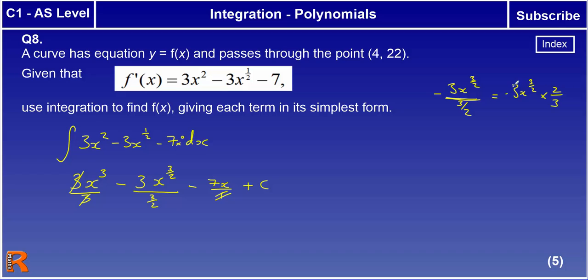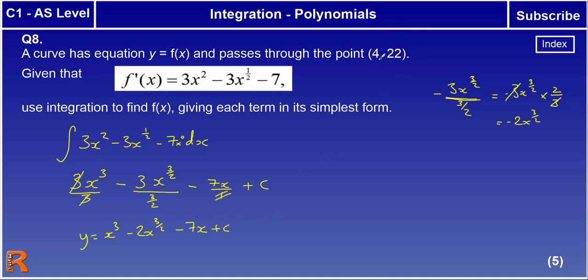When we multiply by 2/3, we times the top by 2, so we've got 3 times 2, which is 6. Then we're dividing it by the bottom, which is 3, so we get minus 6 divided by 3, which is just 2. So in effect, these 3's cancel because one's on the top and one's on the bottom. And we have that as a much neater expression. So we've got y equals x cubed minus 2x to the 3 upon 2 minus 7x plus the constant.